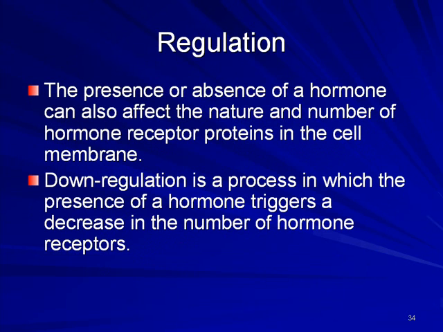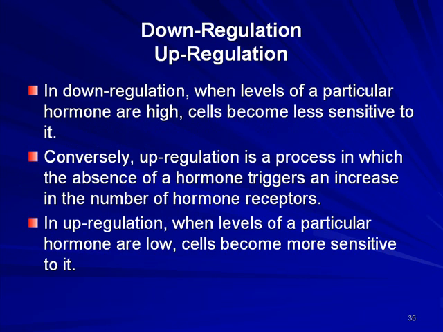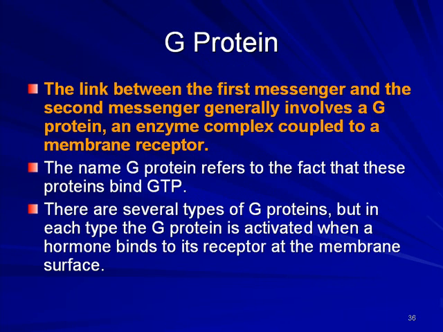For regulation's sake, the presence or absence of hormones can affect the nature or the number of hormone receptors on the cell. If the cells decrease the number of receptors present, this process is referred to as downregulation, in which the presence of a hormone triggers a decrease in the number of hormone receptors. This is a way that the body is able to regulate the effect of certain hormones on the system. You can also have the opposite, which is upregulation, where a particular type of reaction needs to occur in the body, and the number of receptors on the cell membrane may actually increase.